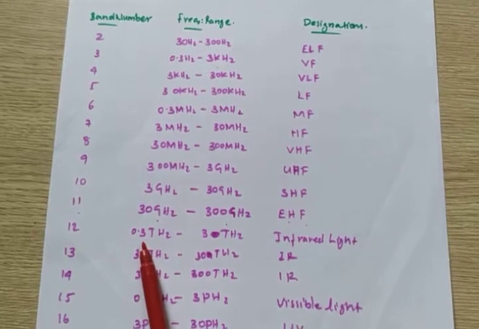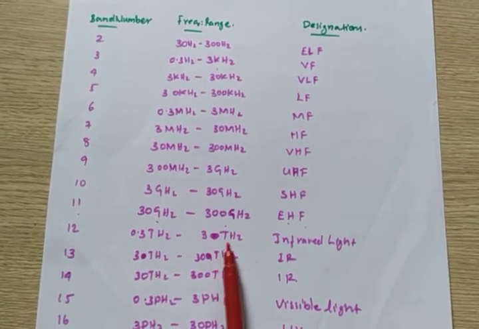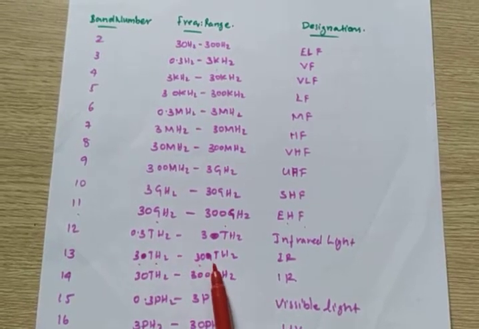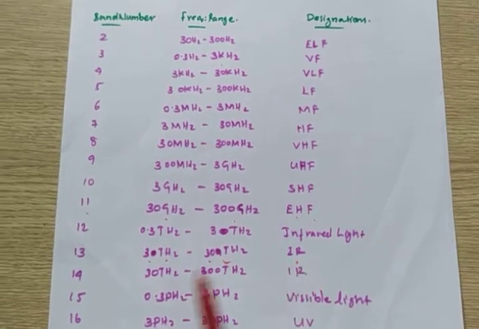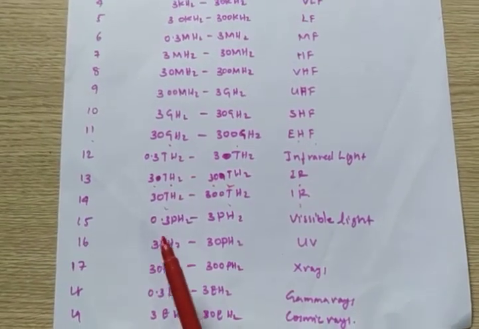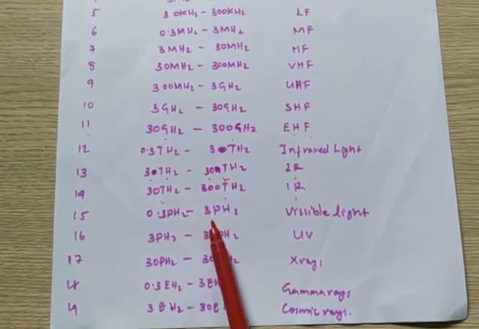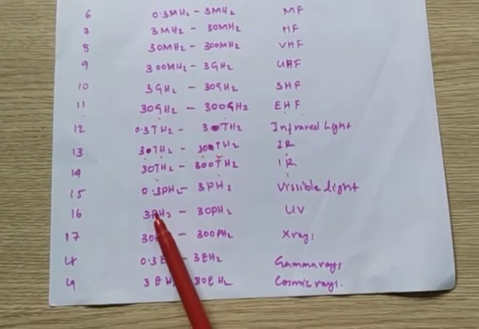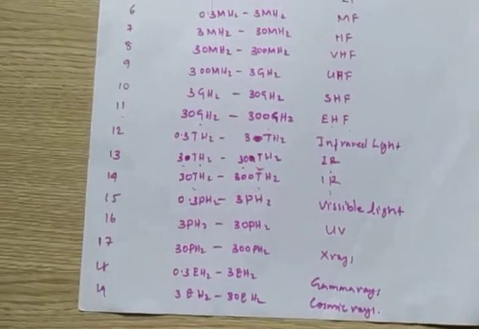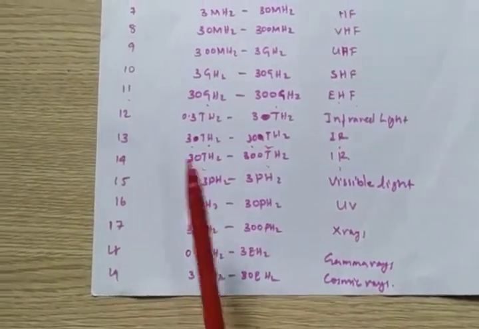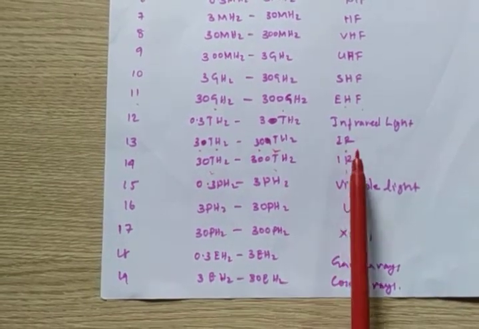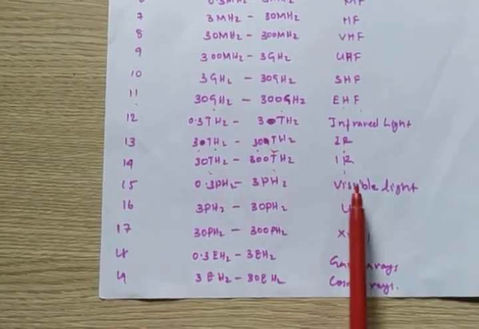The 12th band, 0.3 terahertz to 3 terahertz, is infrared light. 3 terahertz to 30 terahertz, infrared again. 30 terahertz to 300 terahertz, infrared again. Then 0.3 petahertz to 3 petahertz, visible light. 3 petahertz to 30 petahertz, ultraviolet. So the terahertz range is the infrared range, and the petahertz range is visible light.